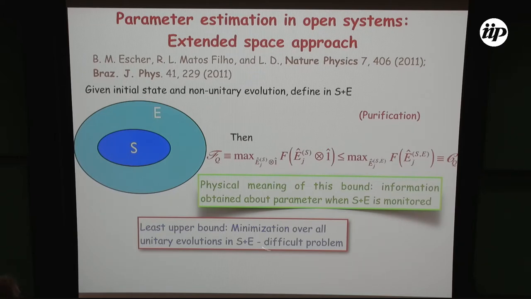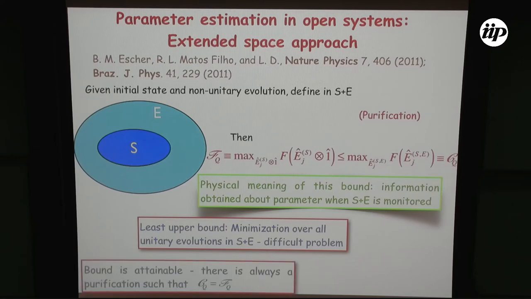So we should minimize this over all unitary evolutions. Now, in the paper mentioned above, we showed that this bound is attainable. In fact, we have shown that there is always a purification such that this bound coincides with the information of the system. So the problem is: find it. Okay? Find it. But it's good to know that it exists.